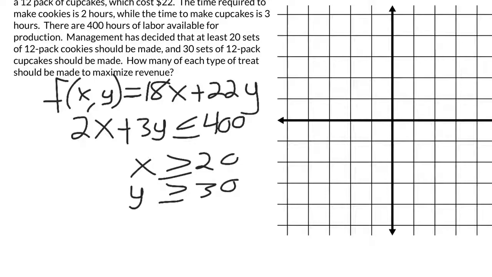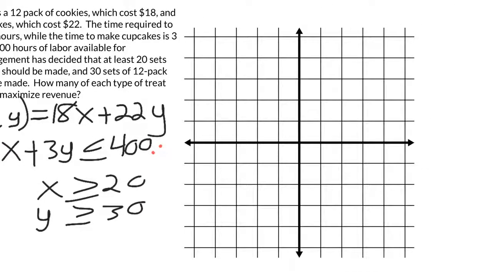Let's graph this first one in red here, 2x plus 3y equals 400. This kind of looks like standard form of a linear equation. You can use the cover-up method to find the x and y intercepts. If you plug in a 0 for y, or cover up the 3y, you're left with 2x equals 400. So to find where it's going to cross the x-axis, you just divide both sides by 2. So at 200, we're going to put a dot on the x-axis.